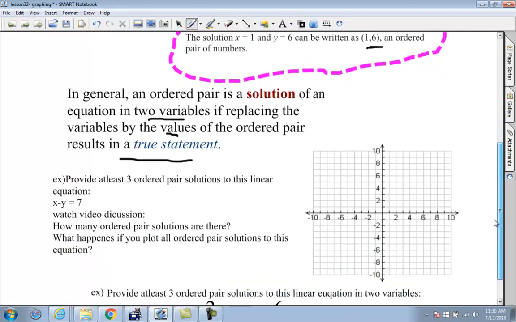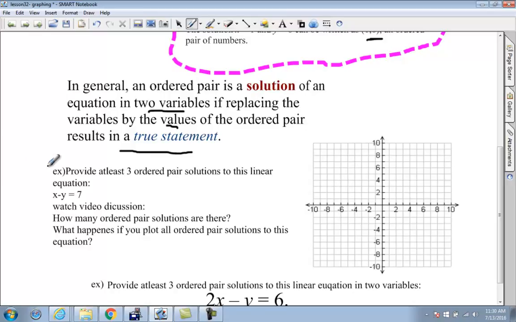Okay, let's explore further. Here I give you what's called a linear equation in 2 variables. Provide at least 3 ordered pair solutions to this equation. Now, if you're just brainstorming out, and then I say, how many are there? How many ordered pair solutions are there, and what happens if you plot them all? Now, let's kind of organize our thoughts here. In fact, let's organize our thoughts in a table. X, Y. You give me an X and a Y that satisfy this.